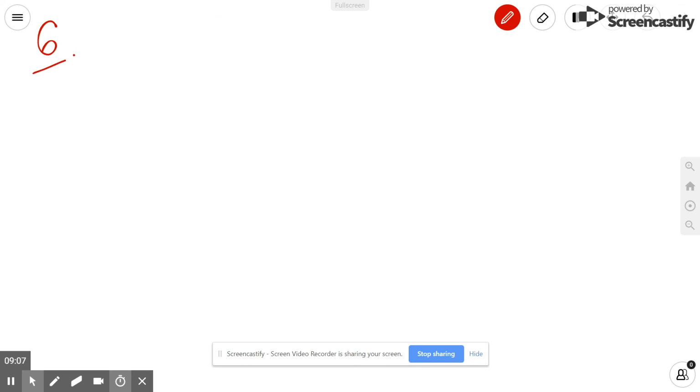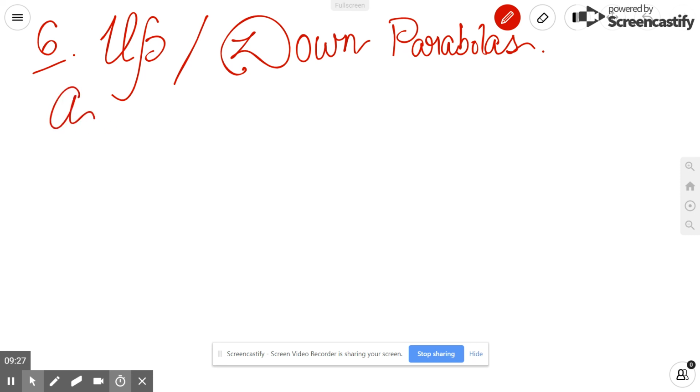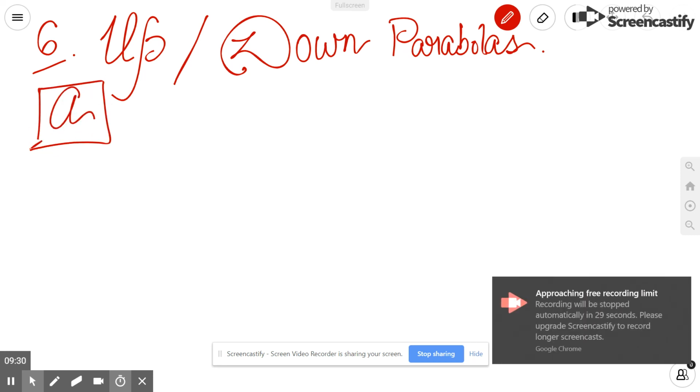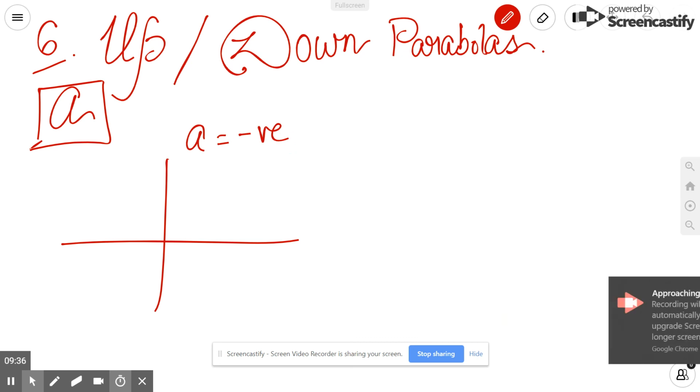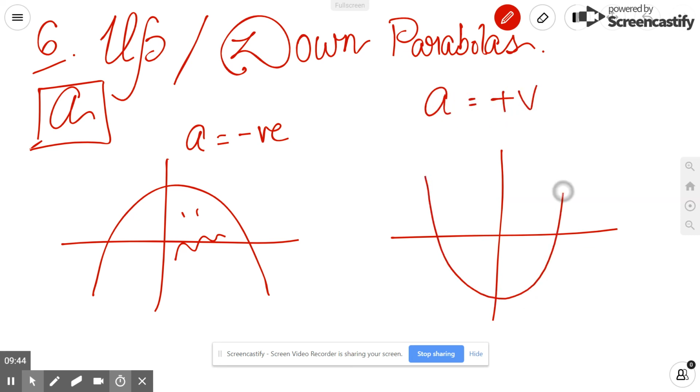Point number 6, we are looking at up or down parabolas. And the important thing to remember is that up or down depends on the value of a. When your a is negative, your parabola is down, that is a frown. And when the value of a, the first number, is positive, the parabola is up, in the form of a cup.